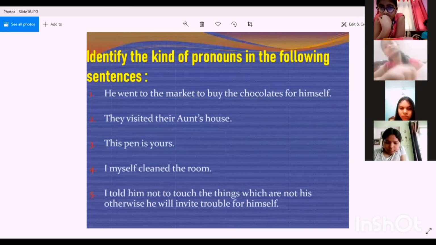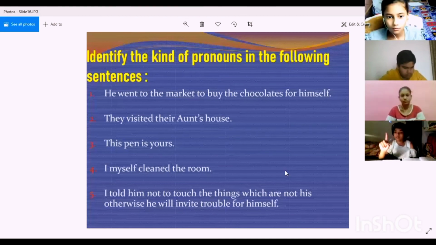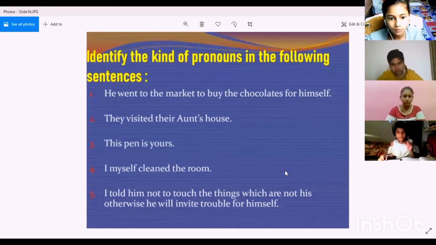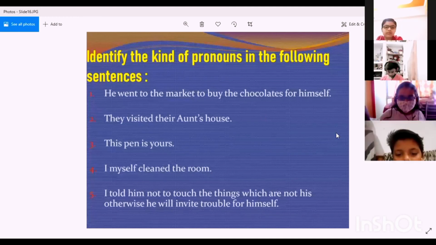Keep your hands raised. Who has not got the chance to answer so far? Angel 7C. Good morning, ma'am. Ma'am, there are five pronouns used here: I, him, his, he, and himself. Ma'am, I, him, his, and he are personal pronouns, and himself is an emphatic pronoun. You have identified, you have picked out the pronouns, but the kinds are not correct. Types are not correct. Okay, ma'am. Mayank. Thank you.